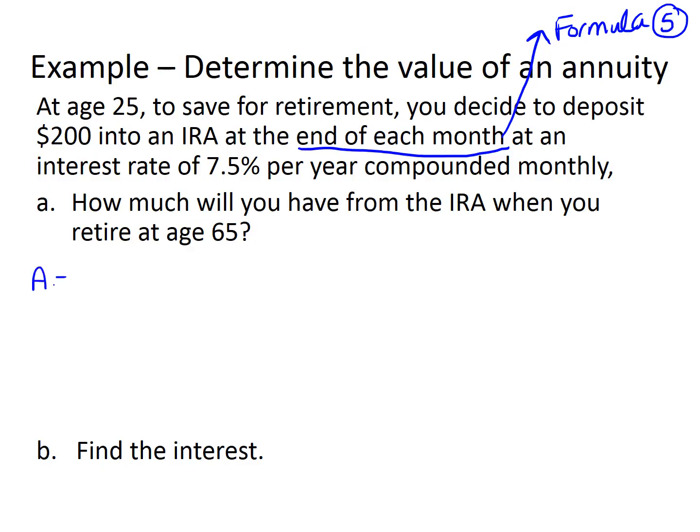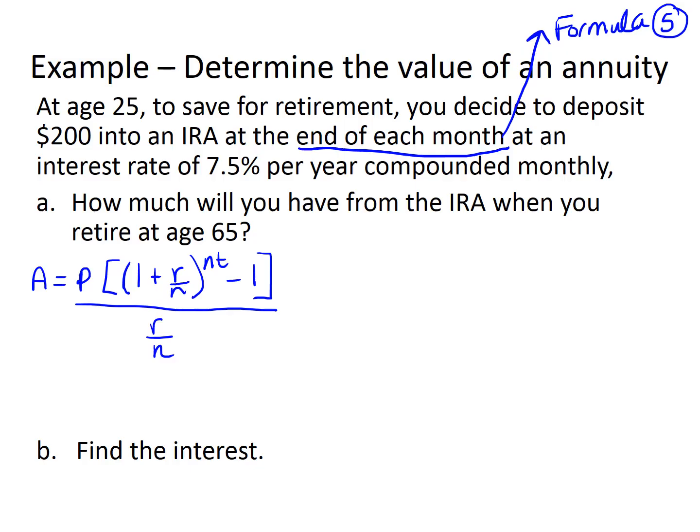So again, we're going to write down our Formula 5, P times... Formula 5 should be around page 109 in your notes, or it's also at the beginning of your notes on your formula sheet, or of course you can look at the last slide. This is what the formula looks like. Again, it's probably a good idea to put that in parentheses in case you want to do it all in one step in your calculator.